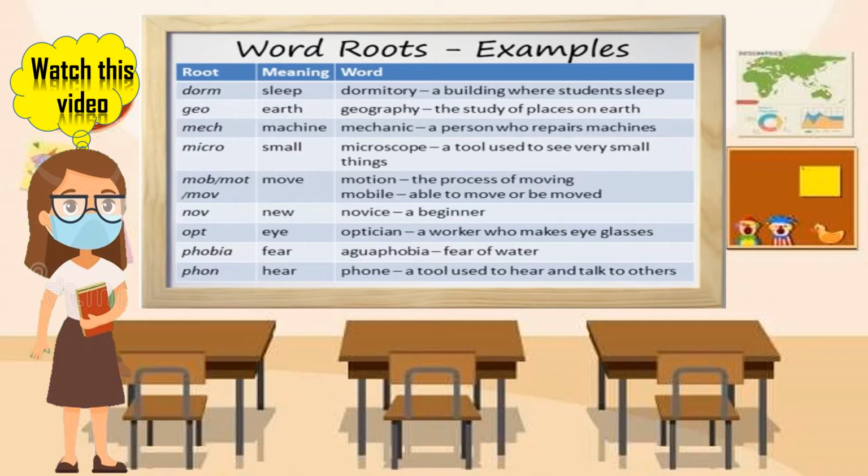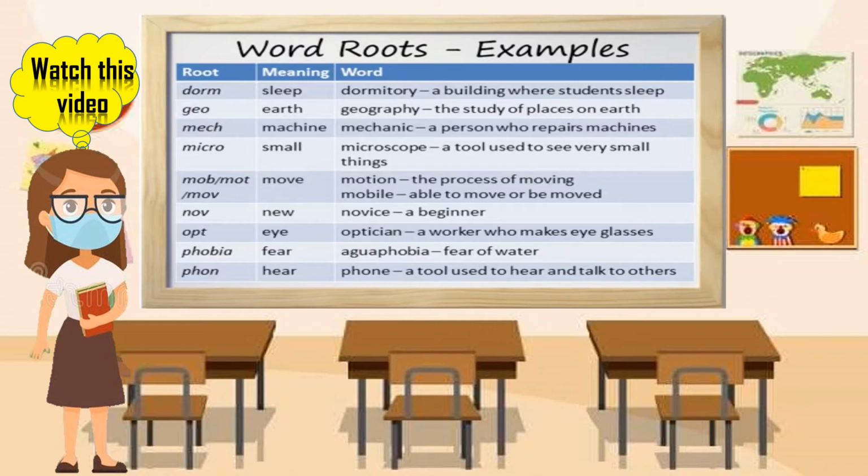The roots MOB, MOT, and MOV, mob, mot, and mov, all mean move. Motion is the process of moving. This contains the root MOT, and mobile, which contains the root MOB, means able to move or be moved.